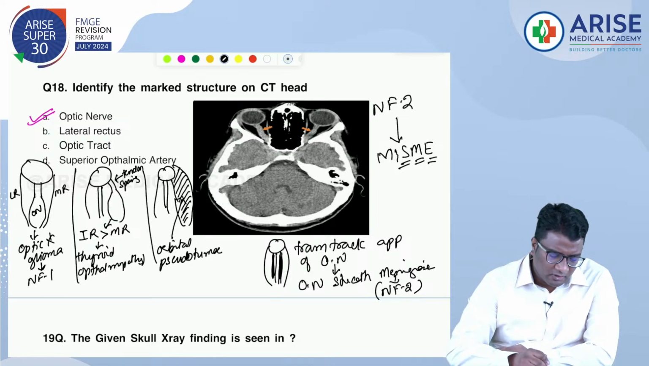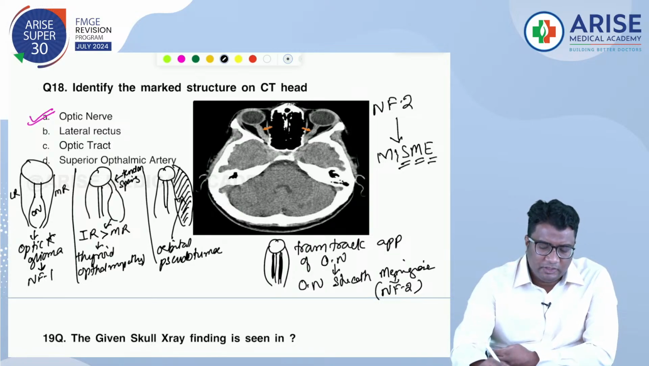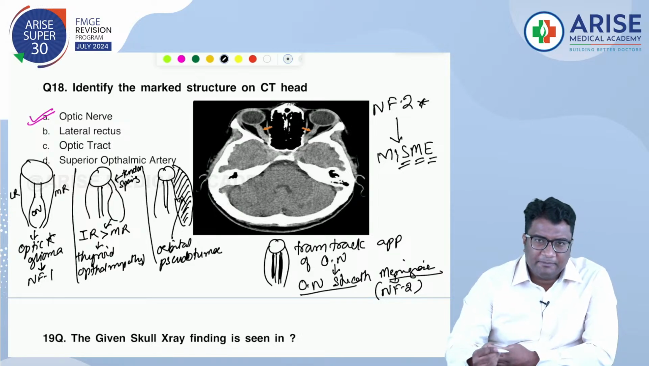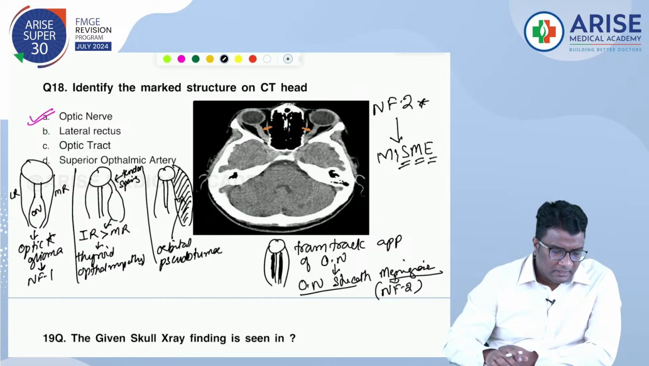So optic gliomas are common in NF1, whereas meningiomas are common with NF2. Optic nerve sheath meningioma produces a tram track appearance of the optic nerve. There will be enhancement on either side of the optic nerve. Is this clear? Fine. Next thing.